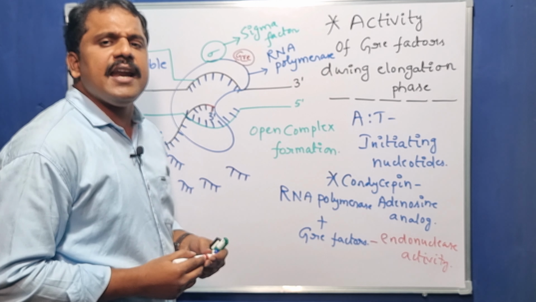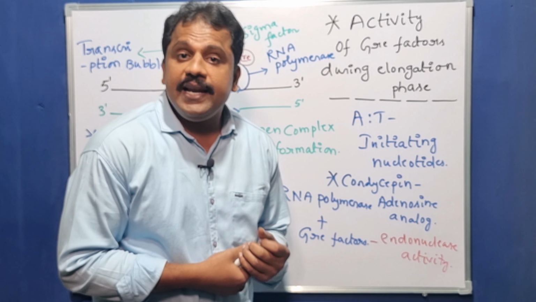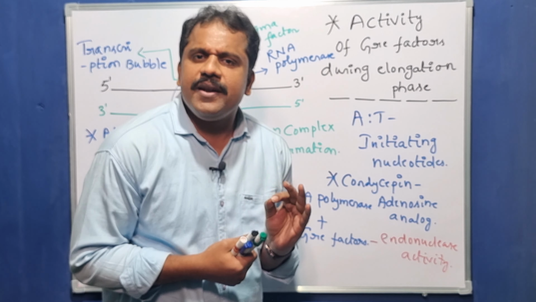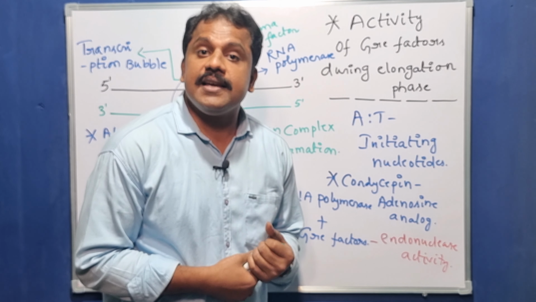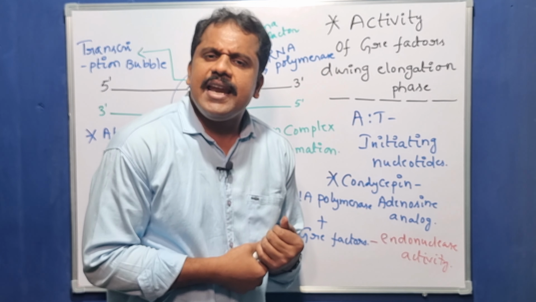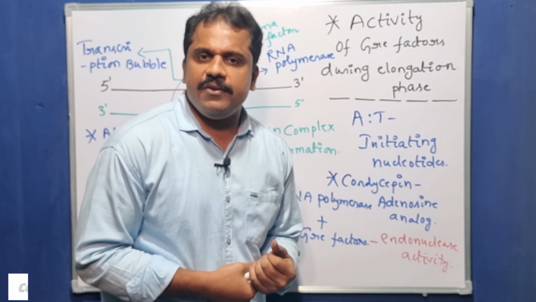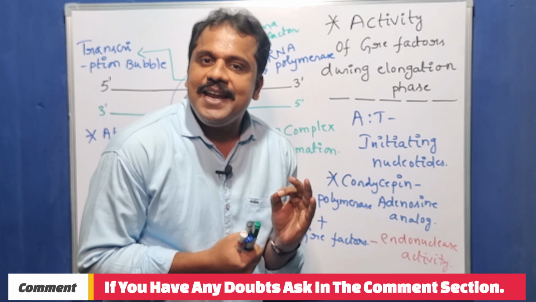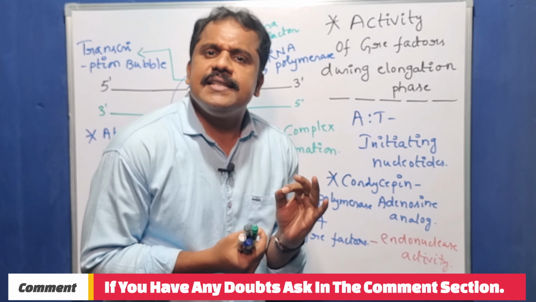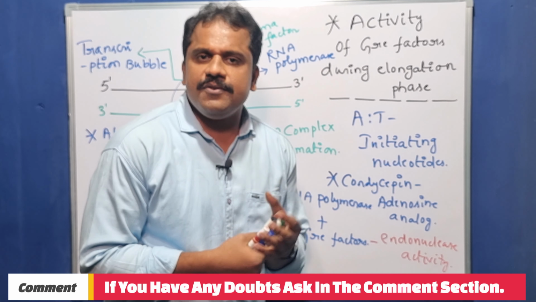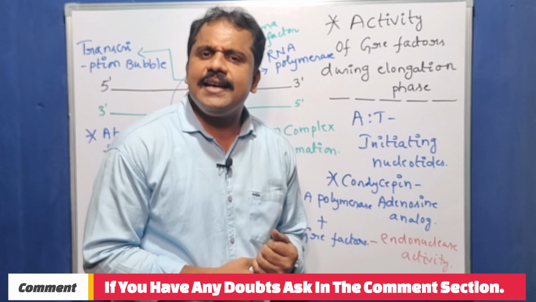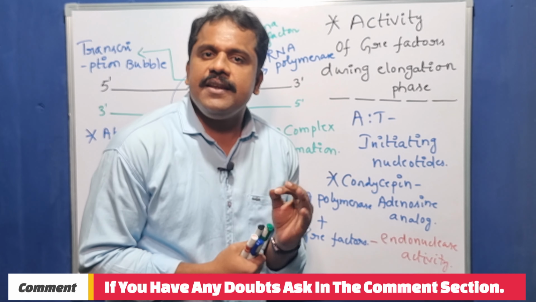So once the RNA polymerase enzyme cleaves the misincorporated nucleotide from the site of the synthesis, the RNA polymerase enzyme is capable of incorporating the RNTP so accurately until the RNA polymerase enzyme reaches the termination site of the double-stranded genomic sequence. So this is regarding the activity of GRE factors.